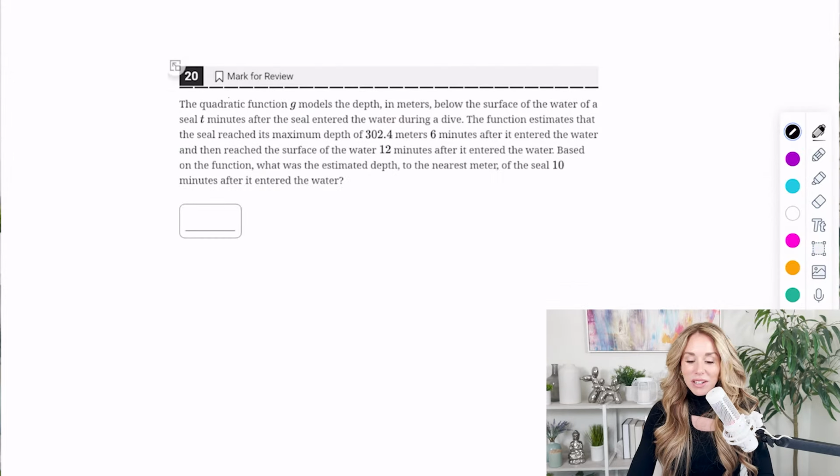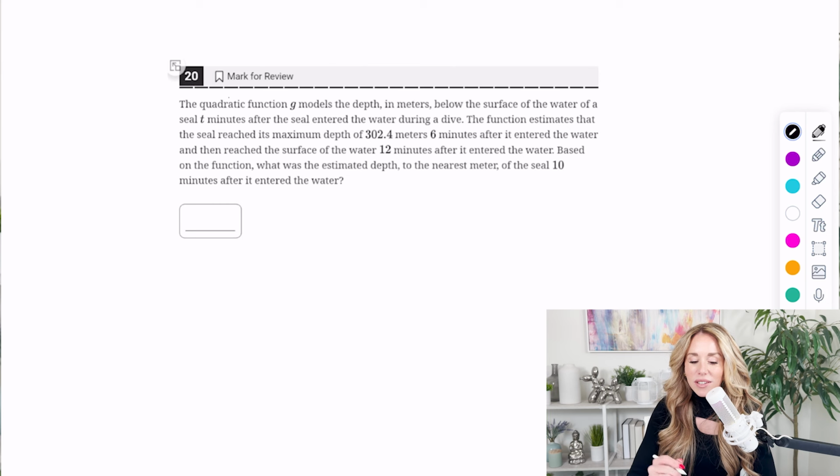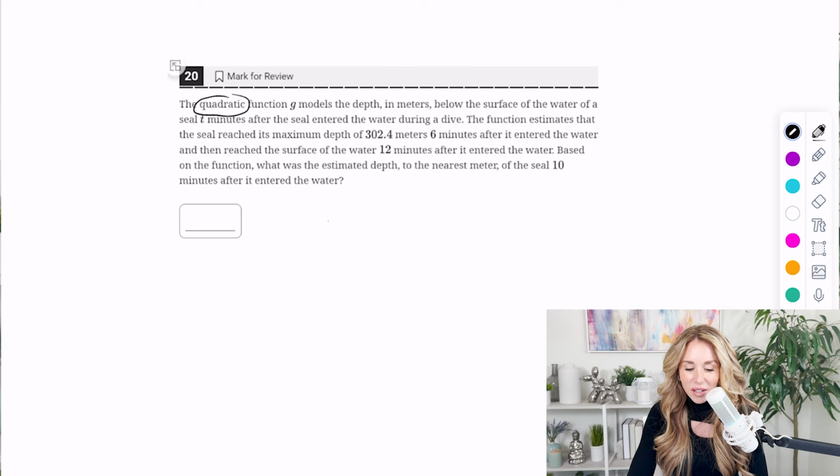All right, my next prediction is that you're going to have a problem on this test that deals with putting something in vertex form. So this one says the quadratic function g models the depth in meters between the surface of the water of a seal T minutes after the seal entered the water during a dive. The function estimates the seal reached its maximum depth of 302.4 meters 6 minutes after it entered the water.